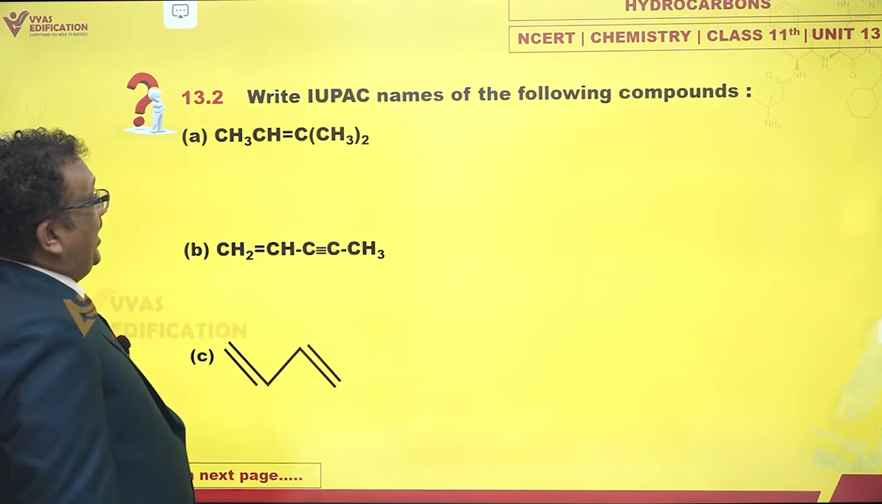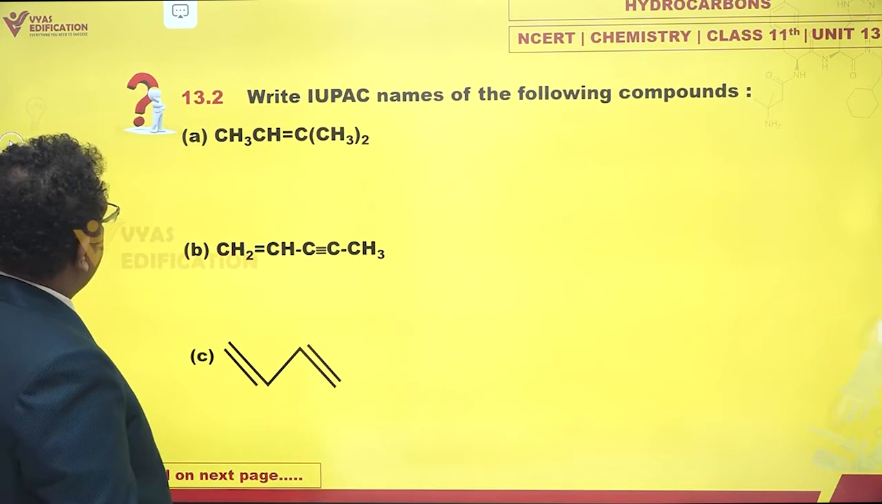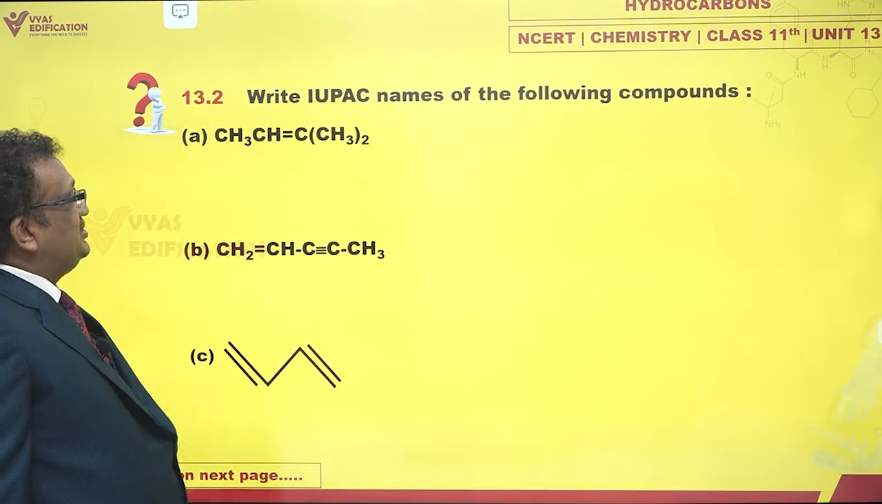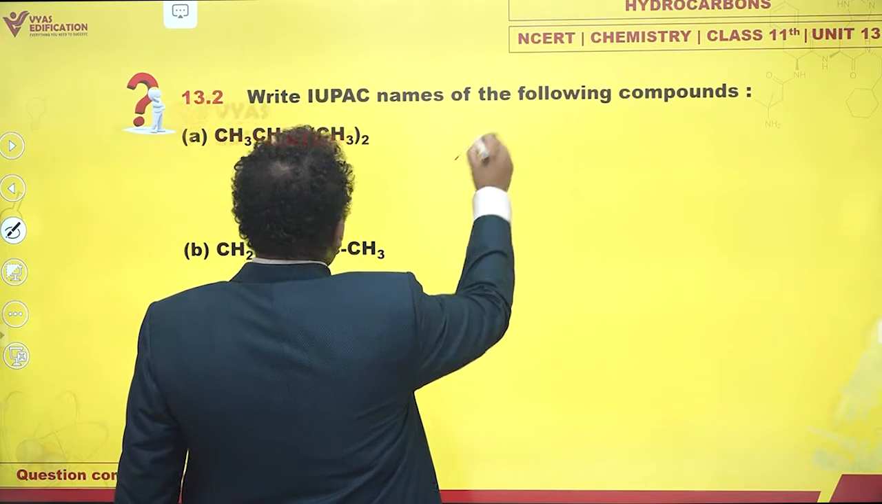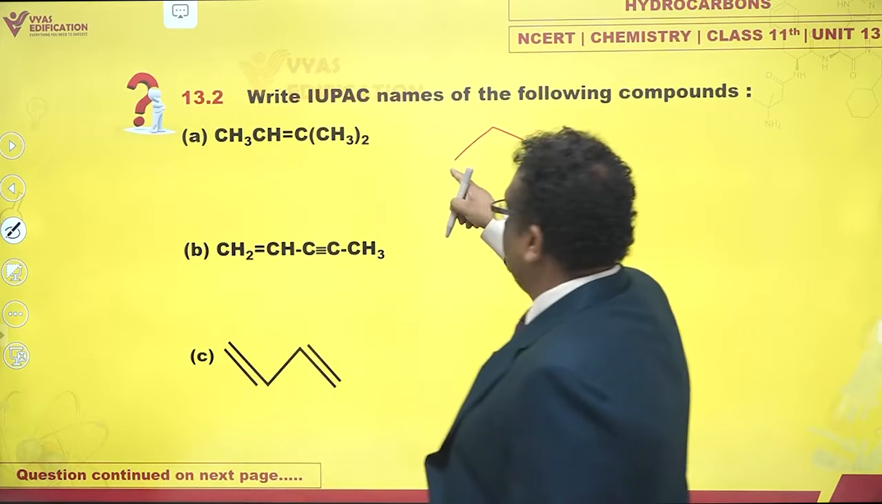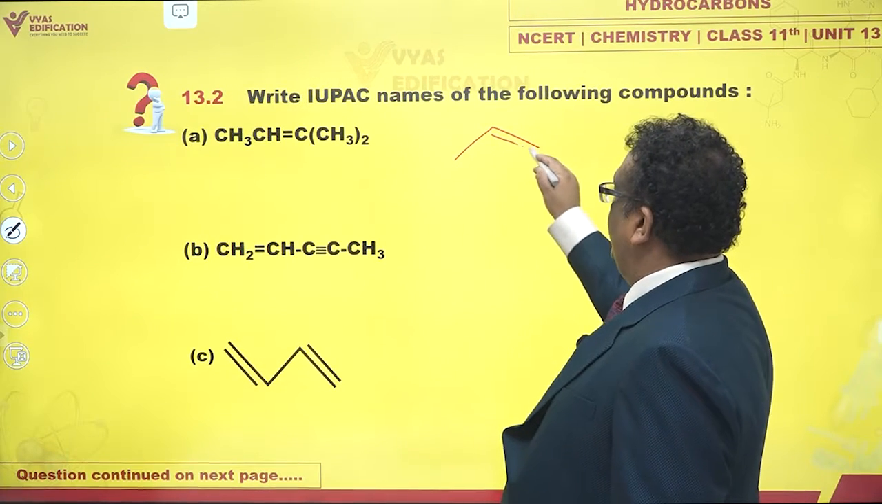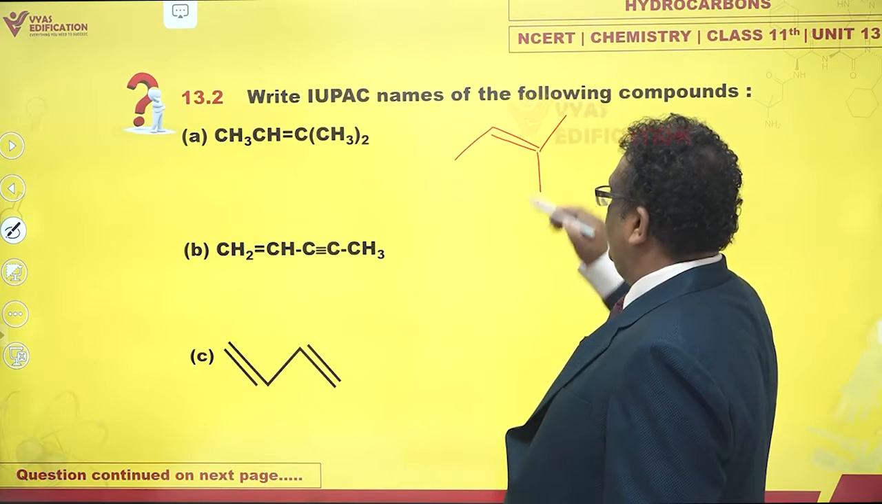Write IUPAC names of the following compounds. We have CH3CH=C(CH3)CH3, and CH3CH=C(CH3)CH3.